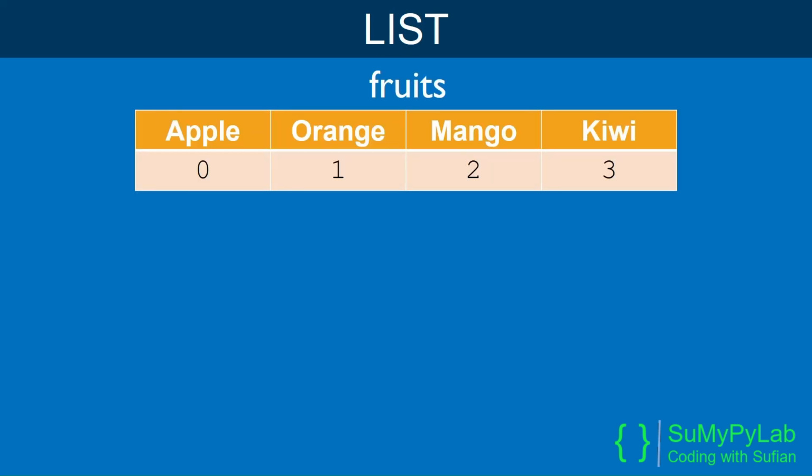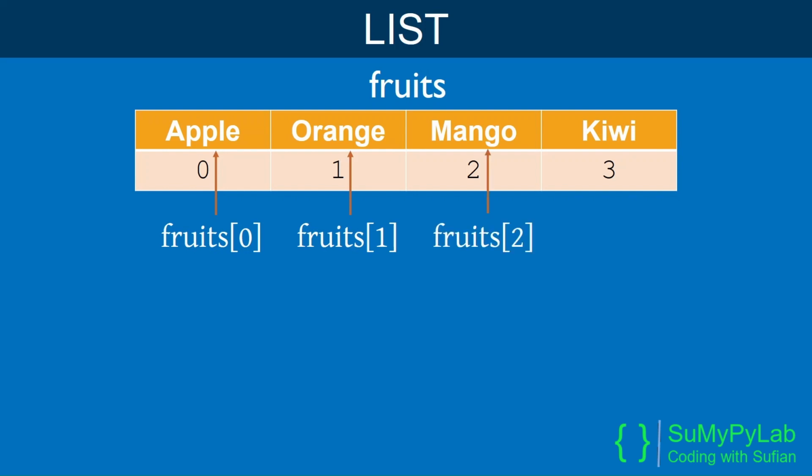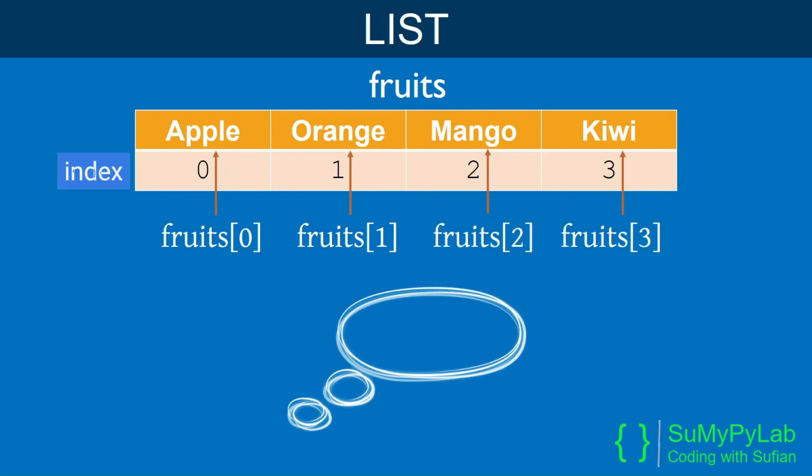Here is an example of a list of fruits. In this list, we have apple, orange, mango, and kiwi as its elements. We can access the individual elements of the list using index operators, that is, a pair of opening and closing square brackets. So, fruits[0] points to apple. fruits[1] points to orange, and so on. In this way, we can access the individual elements of a list using its indexes. Note that, index starts from 0.